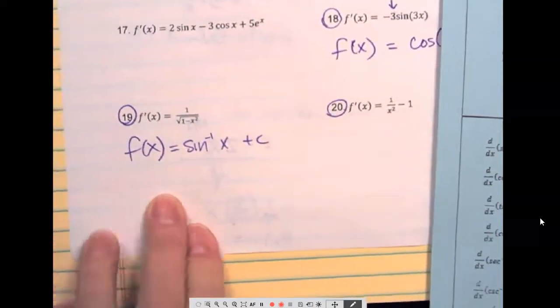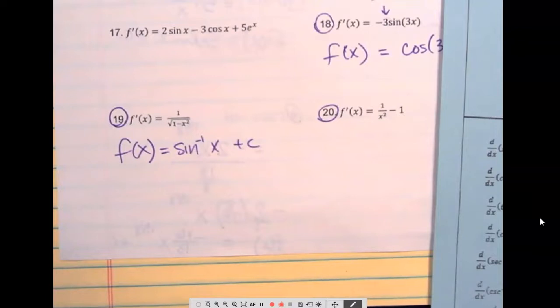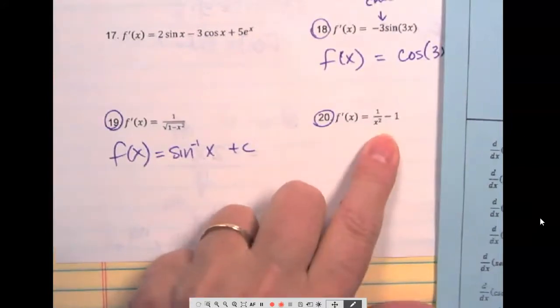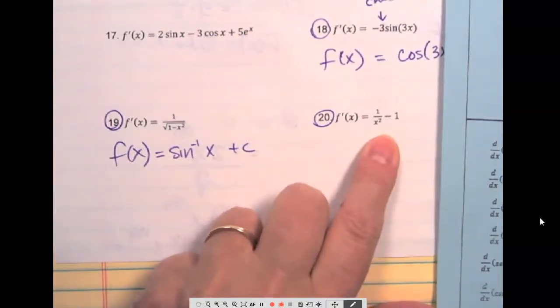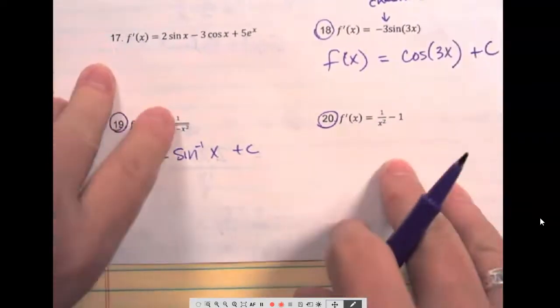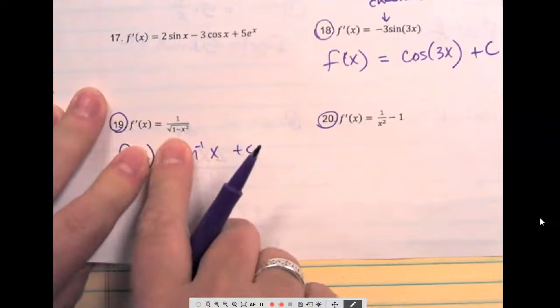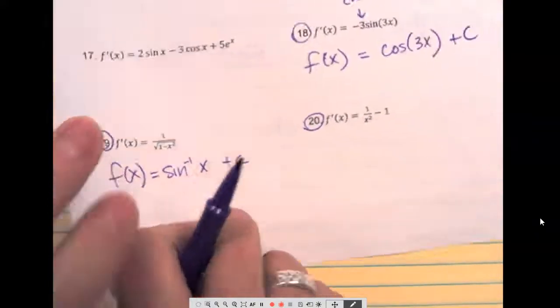Let's see. Did that one sneak up on you? Okay, is that a formula or should I rewrite it with a negative exponent? This one I would rewrite. Something like that, be on the lookout for formulas, and we don't have many of those.